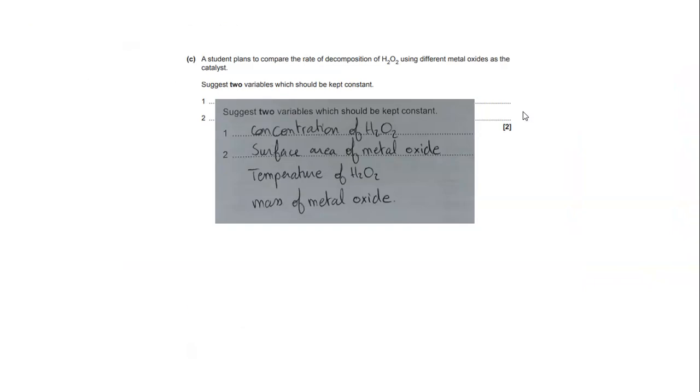A student plans to compare the rate of decomposition of H2O2 using different metal oxides as the catalyst. Things that should be kept constant, that could affect the speed of the reaction, are the concentration of H2O2, the surface area of metal oxide, the temperature of H2O2, and the mass of metal oxide. I would go for the concentration and the temperature as your first two, then the surface area of metal oxide and the mass of metal oxide for last. And each of those would give you a mark.